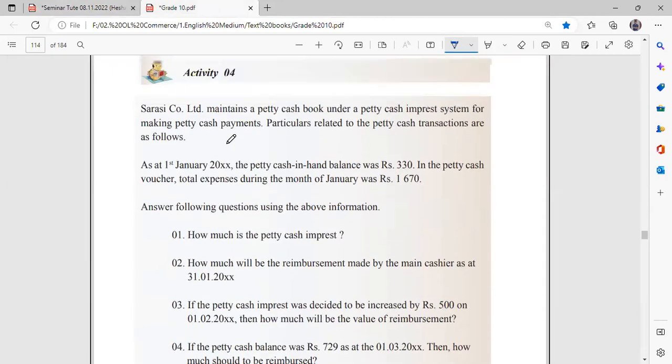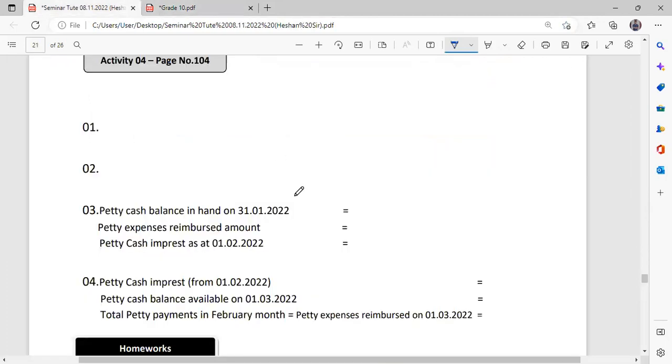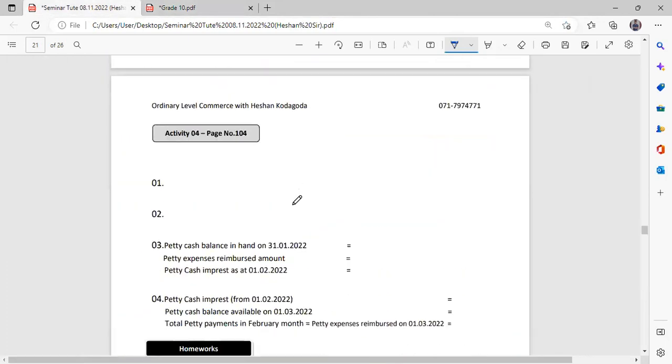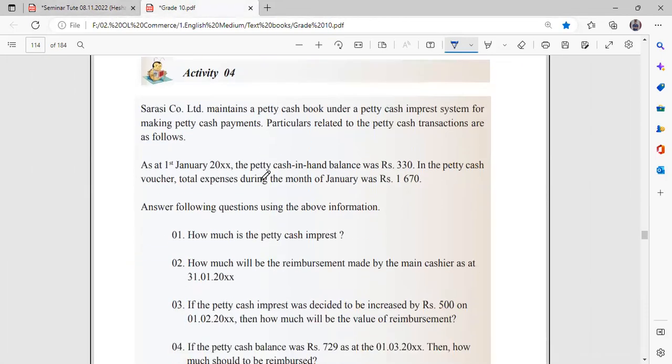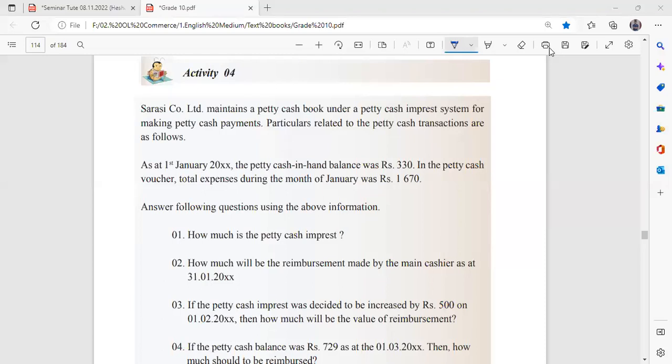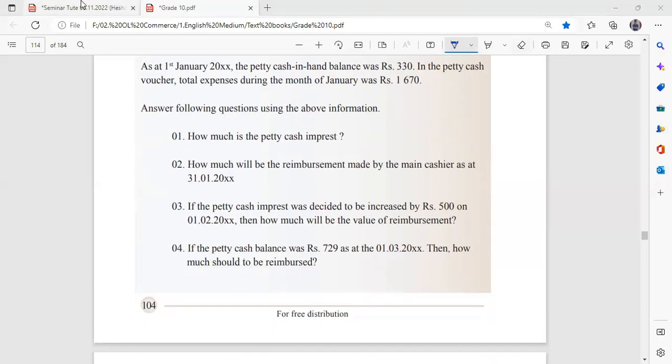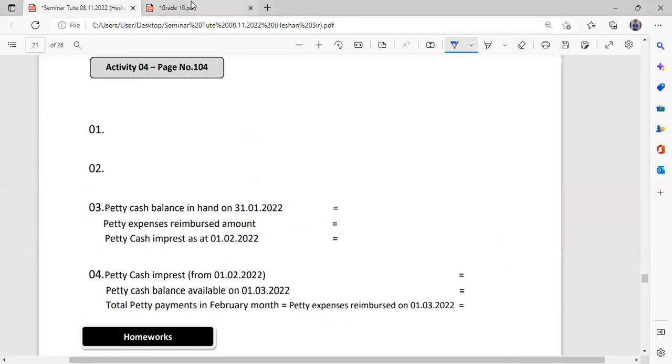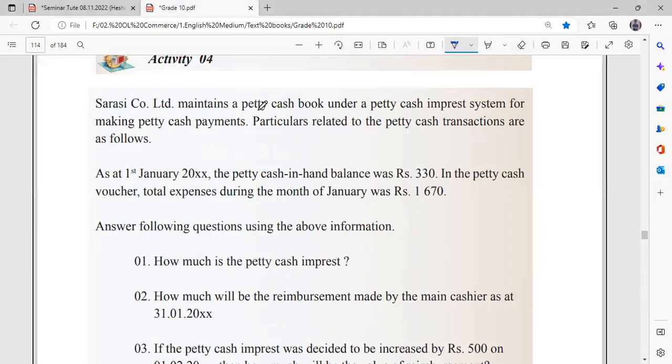Now this is the example, activity 4 on page number 104, right? Okay, now let's do activity 4 on page number 104. Sarasi Company Limited maintains a petty cash under a petty cash imprest system for making petty cash payments. Particulars related to the petty cash transactions are as follows.